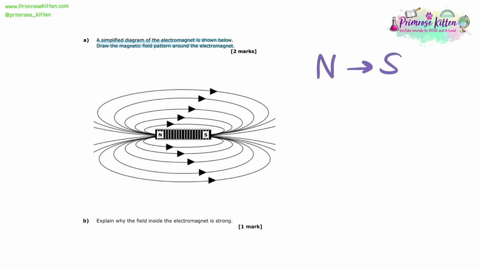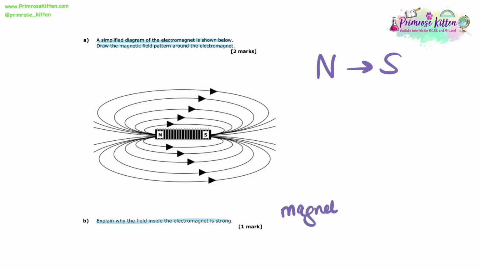So as it's leaving the ends of this electromagnet, you can see that the lines are closer together, and that's where the magnetic field will be stronger. So this is the general shape that you need to know. The magnetic field pattern around an electromagnet is exactly the same as around a bar magnet. So if you learn it once, you know it both times. So next up, we're asked to explain why the field inside the electromagnet is strong.